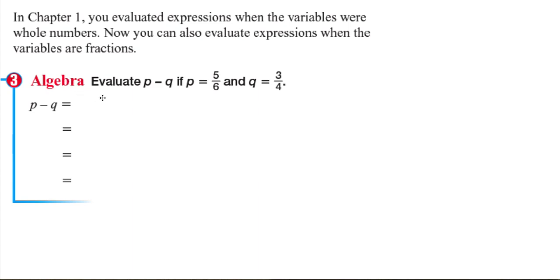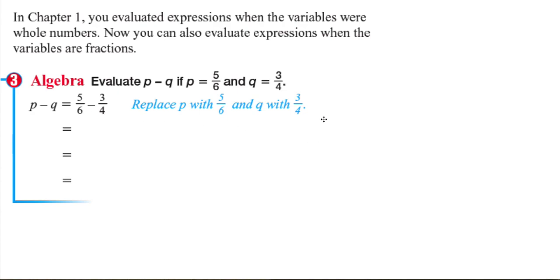So evaluate p minus q if p equals 5/6 and q equals 3/4. Substitute the value for p, which is 5/6 minus 3/4. The denominators are not the same, so we find the LCD. Again, you cannot simply multiply to find the LCD because the GCF of 6 and 4 is not 1.